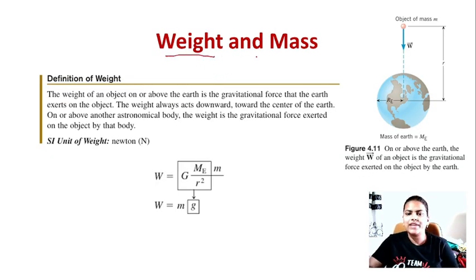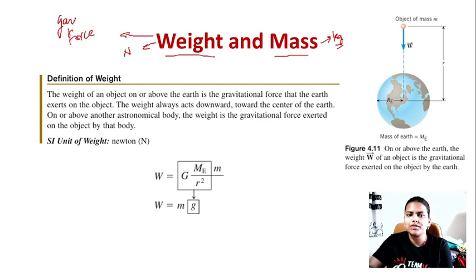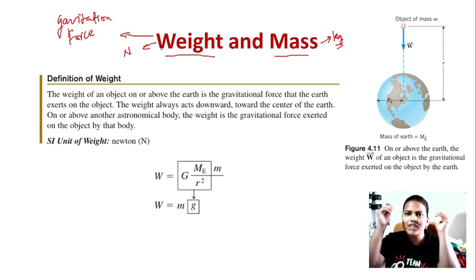Next topic is weight and mass. Mass is the measure of how much matter is present in a body. We measure it in kg or gram. Weight we measure in Newton. Weight is basically a force, the gravitational force. Weight on planet Earth is the measure of the force with which Earth is pulling us.